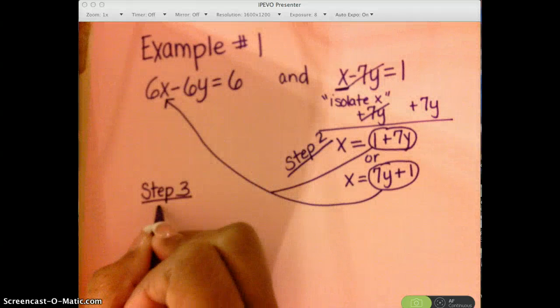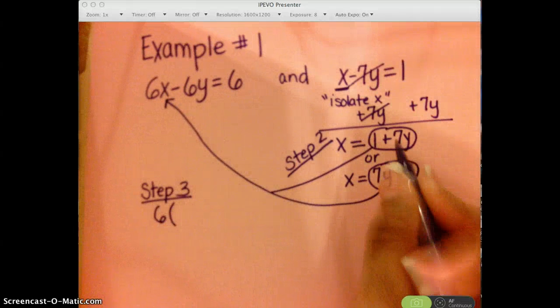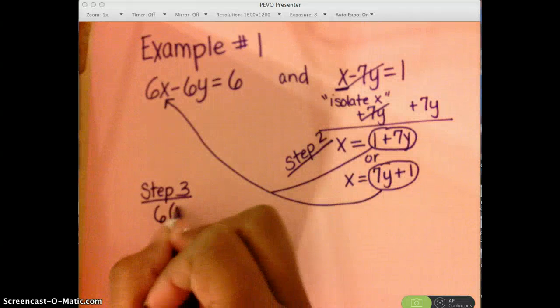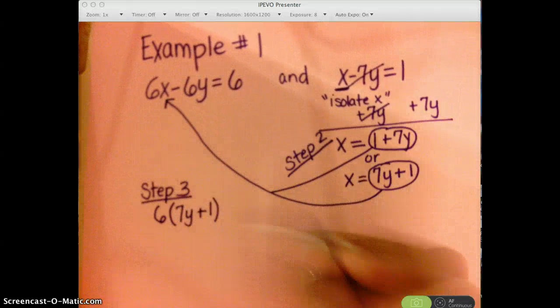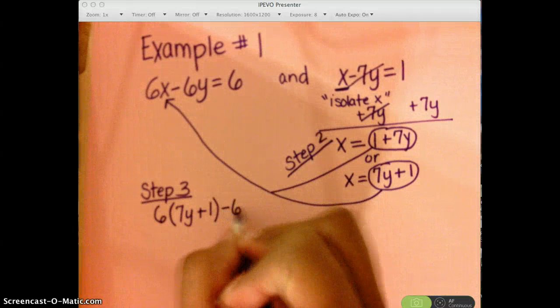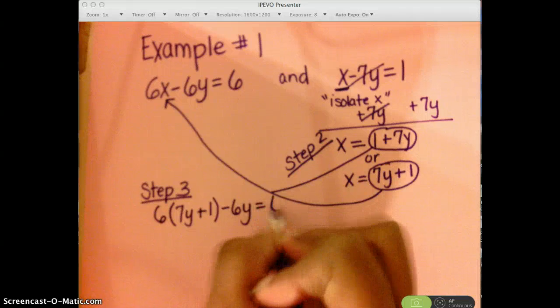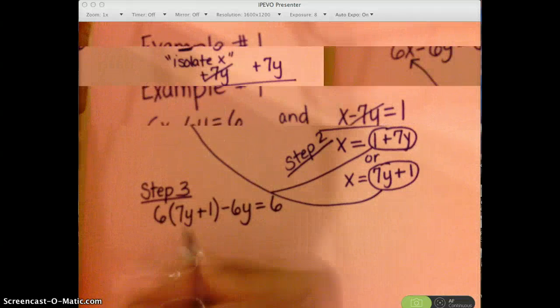we're going to write the 6. Instead of writing the x, you're going to put in one of these expressions. Not both of them, one of them. So I'll do the 7y plus 1, close parentheses. Now write the rest of the equation. Minus 6y equals 6. All right, that's the substitution.